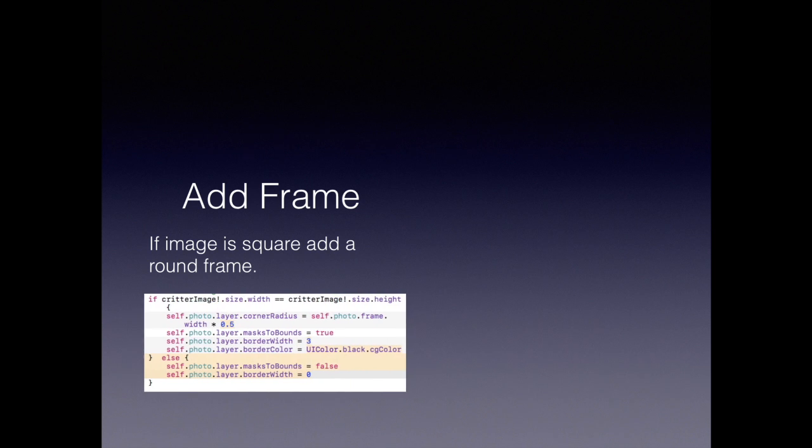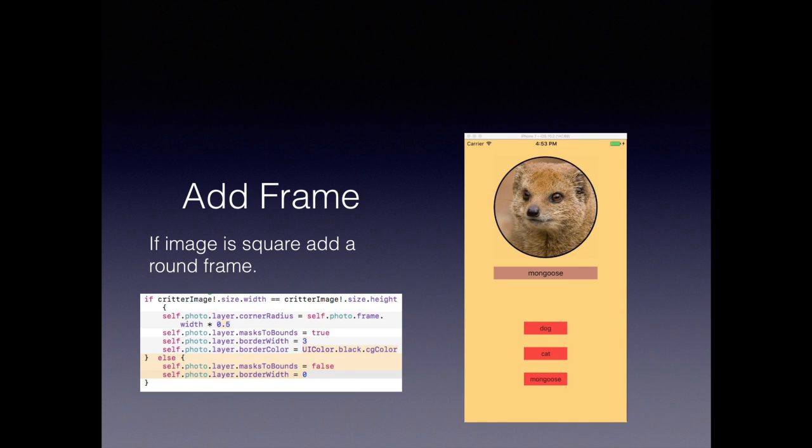Now, we may want to add a frame to the image, and in this example of code that we have here, we will add a round frame when the image itself is square. And this is illustrated here. That's basically it. Let's actually do the coding now and see how it plays out.